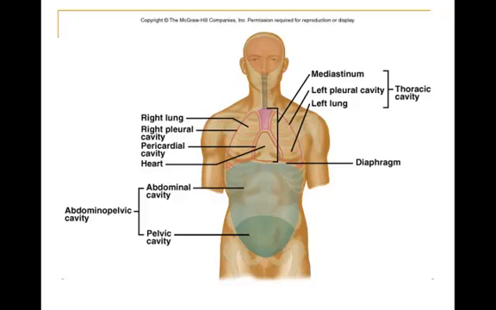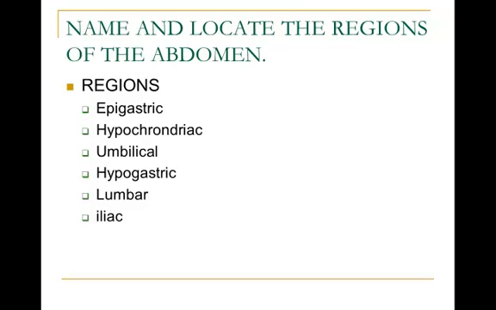Just a different look. Again, the diaphragm would be here. Collectively, we're looking at the ventral cavity. The upper portion, of course, is the thoracic cavity, and the lower is the abdominal pelvic cavity. As well, we look at regions.